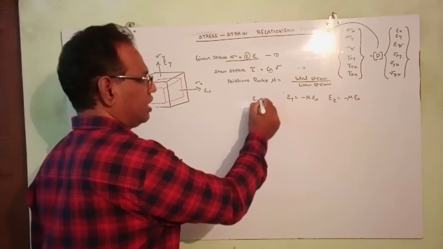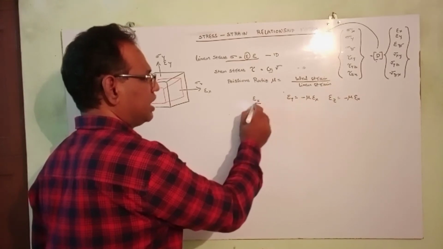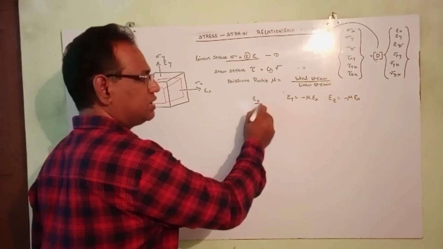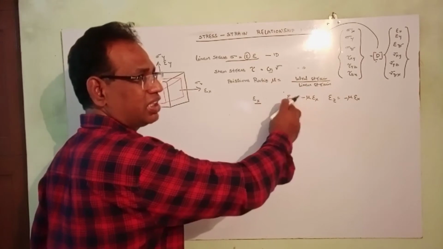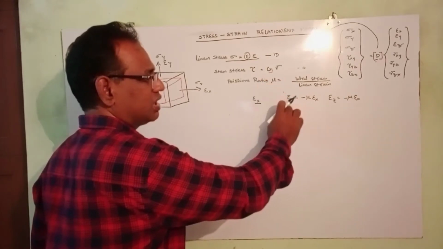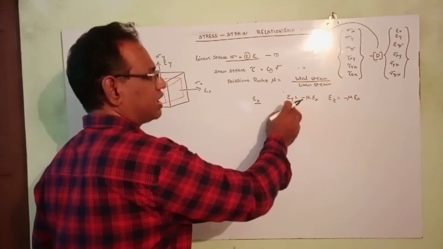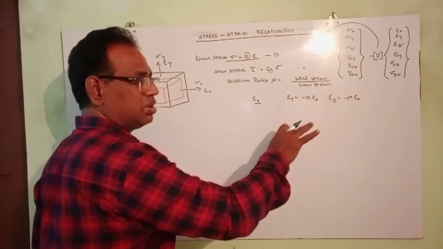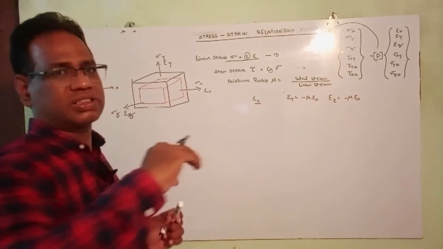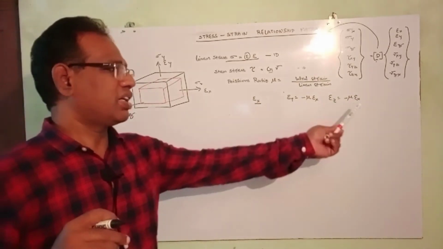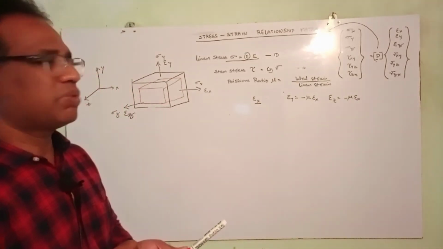So if it is elongated in the x direction, a positive elongation, then in the y direction there will be a reduction in the thickness, there may be a reduction in the width. So strains in the y direction and strains in the z direction are also possible, in the negative direction. If it is elongated, it will be reduced. So this effect also we have to consider.